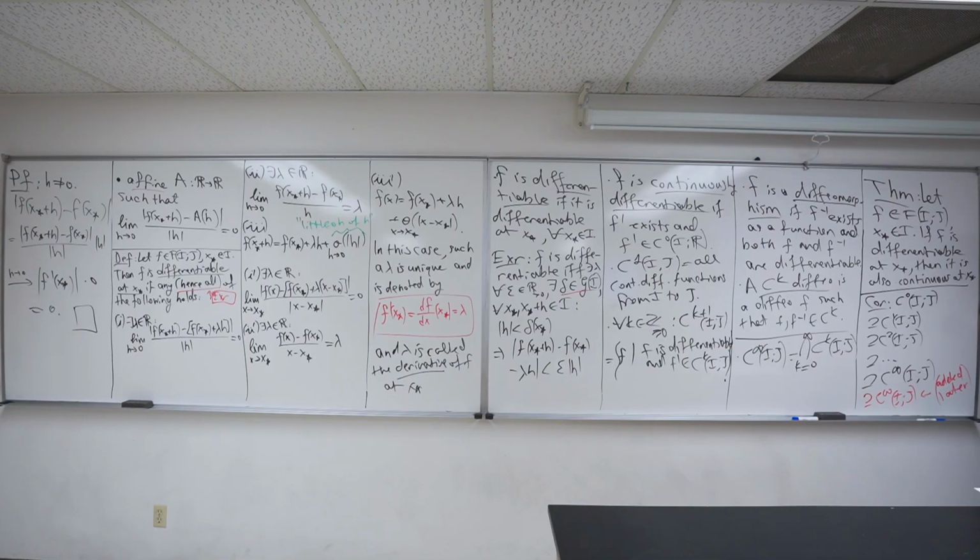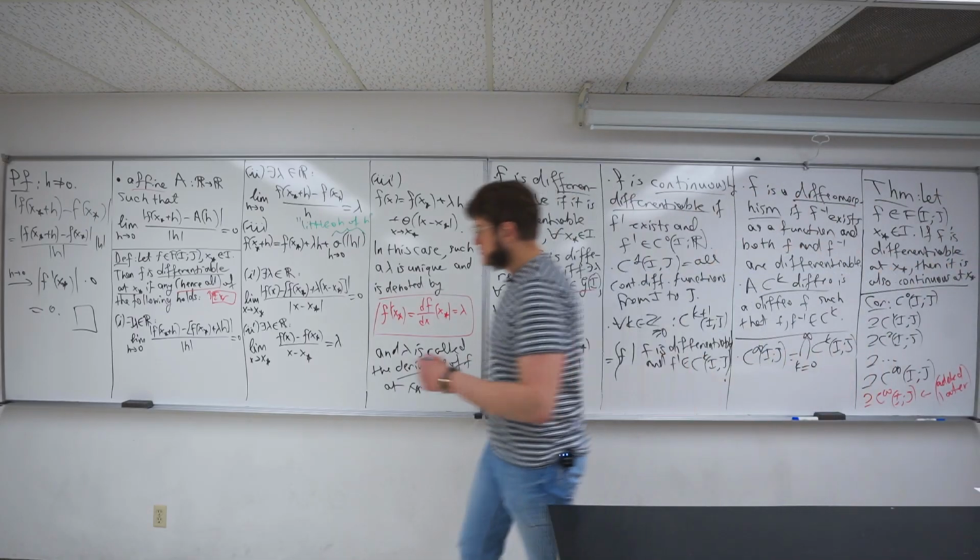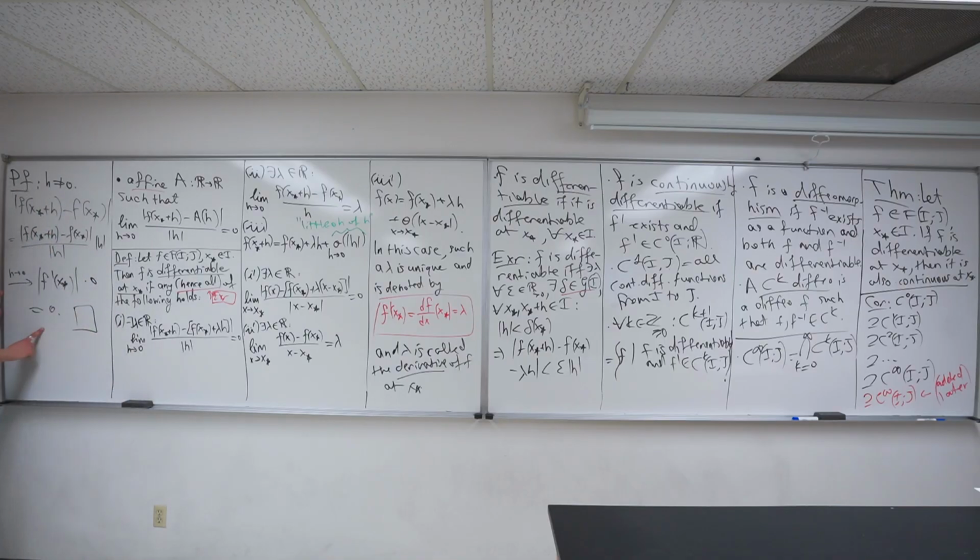And then at the end, yeah, I assume that f is differentiable. Okay. And then I said, in order to show that f is continuous at x star, I need to show that as h goes to 0, the limit of this expression is 0, to show it's continuous. Yes.